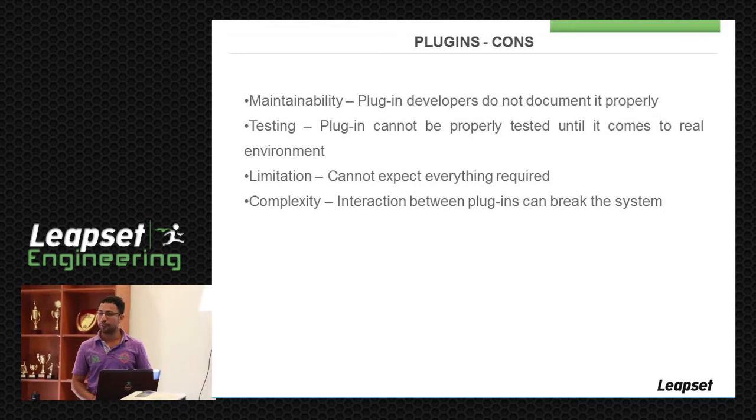The next one is the limitation. You can't expect everything from a plugin. Say you find a plugin to generate a table, but your requirement is to generate a table and apply a zebra effect. What is the zebra effect? Even-odd row differentiation with different styling. You can't expect everything from a single plugin, because when I develop a plugin, why am I developing it?